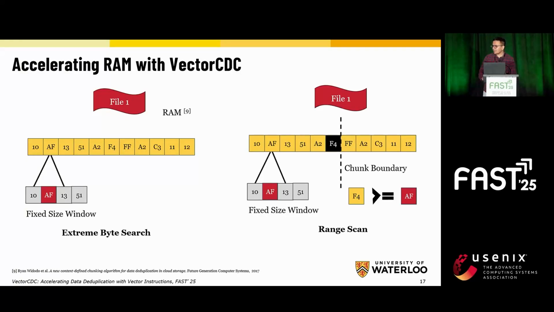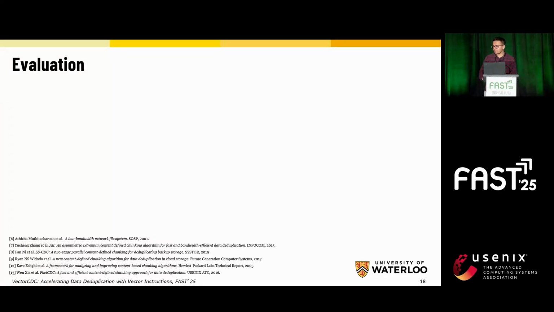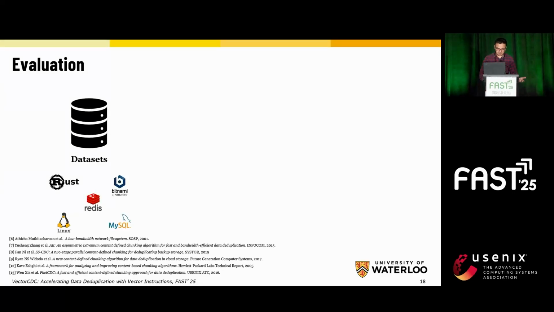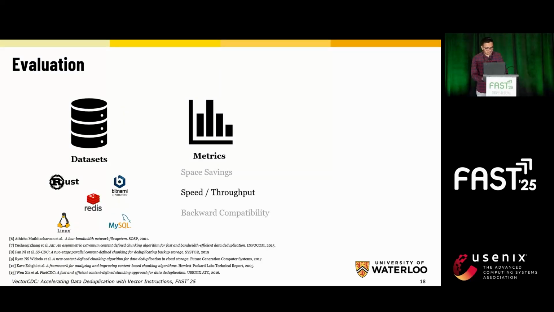So what are the advantages of rebuilding these algorithms using these AVX-friendly methods? To do that, we need to look at our evaluation. For our eval, we use a bunch of diverse datasets such as Rust backups, VM backups, Redis database backups, Linux kernel code, similar to existing literature. We evaluate space savings efficiency, we evaluate speed and throughput, and backwards compatibility. Today, I'll just be looking at speed.